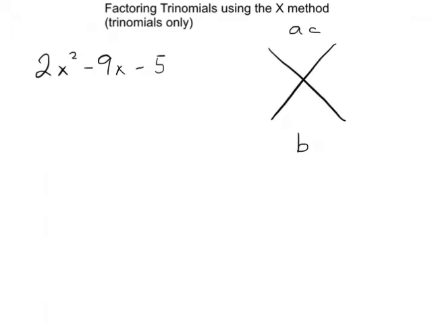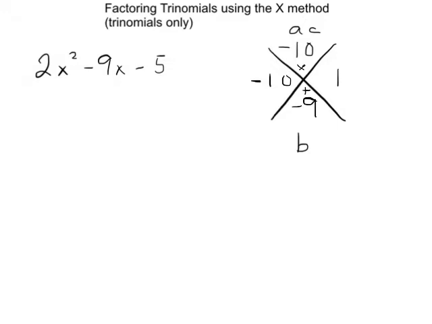So the way the X method factoring works, and you guys have all gotten pretty good at this, you take the values of A and C, the coefficient of x squared and the constant term, and multiply them together. So we have a negative 10 on the top. On the bottom I take my B term, that's negative 9. I need two numbers that multiply for the top number, add for the bottom number. I'm going to go with negative 10 and positive 1, because those multiply for negative 10 and add for negative 9. Now this is the key, and this is the part I really need you to pay attention to.